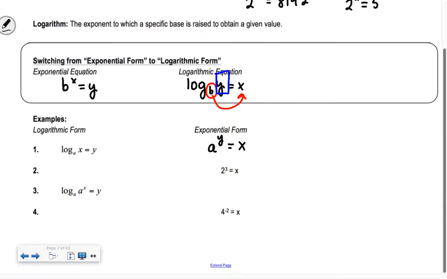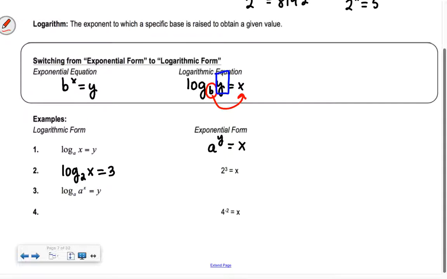Now we have 2 to the 3 equals x, and we want to go back to logarithmic form. Michael, how would we do this? So we'd have log. Think about it. The base of the exponent, this one, is also the base of the logarithm. So we're going to have log base 2 of x equals 3. Do you see the pattern? So we have 2 raised to the 3 equals x. We should all be able to switch these around.